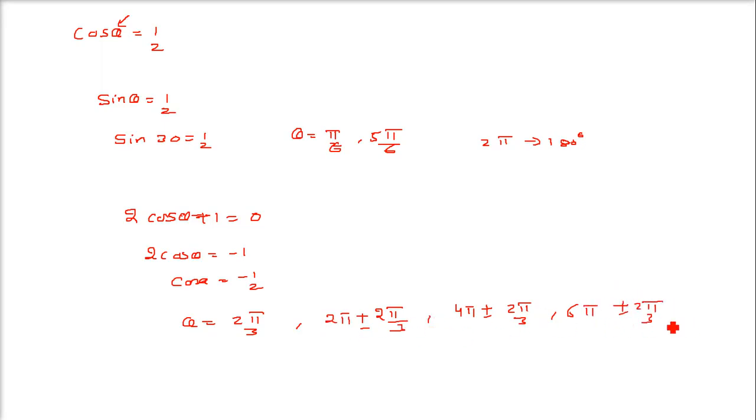Now we cannot write all these in the solution, so we need to have a general solution. What is the general solution? We know that this is 0, 2 pi, 4 pi, 6 pi, plus minus 2 pi by 3. So we can write it as 2n pi. See, n is 0, so it will be 0. n is 1, it will be 2 pi. n is 2, so it will be 4 pi. n is 3, that will be 6 pi. So just add 2 pi by 3. So now the general solution of cos theta equal to minus half is 2n pi plus minus 2 pi by 3.